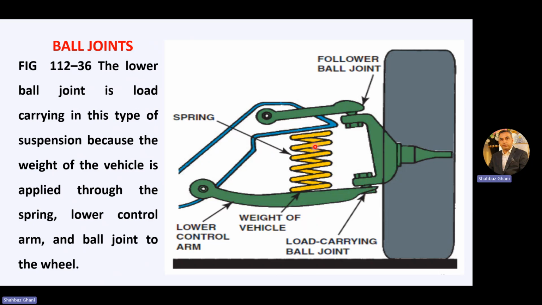The spring is attached to the lower control arm, so weight of the vehicle is on these springs. So the lower ball joints will be load carrying ball joints and the upper one will be non-load carrying ball joints or the follower ball joints.